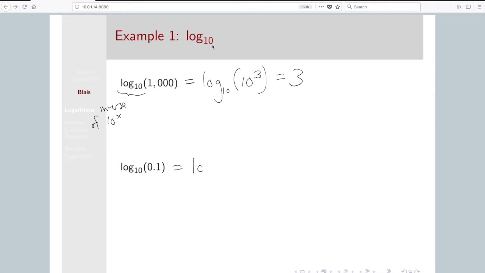Similarly here, we can write 0.1 as 10 to the minus 1. And the log base 10 and the exponential of base 10 undo one another, and we get an answer of minus 1. So again, this is just a special case of inverse functions. As long as the base of the log and the base of the exponent match, the functions will, in fact, undo one another.